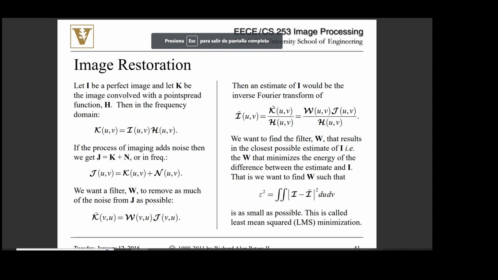Let's decompose the problem into parts. The first part will take care of the noise. The second part will take care of the convolution kernel. What I want is an estimate of my ideal image that is as close as possible to the ideal image here. And again, as has appeared a few times, you can compute the least squares solution. So what is the W, the filter that minimizes this error?